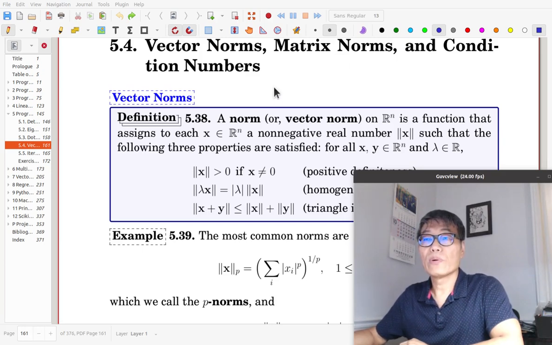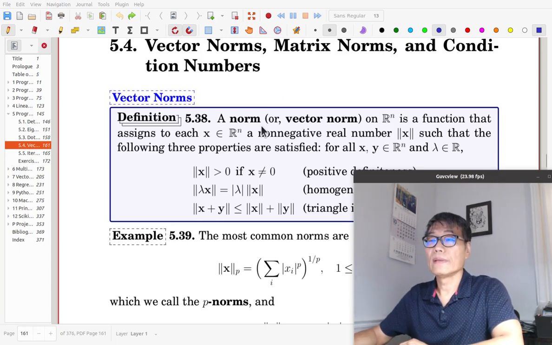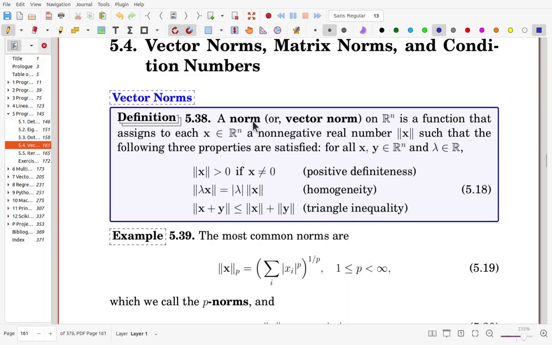Section 5.4, vector norms, matrix norms, and condition numbers. A norm, or a vector norm, defined on Rn is a function that assigns a non-negative number to each vector x in Rn, and that satisfies the three properties.